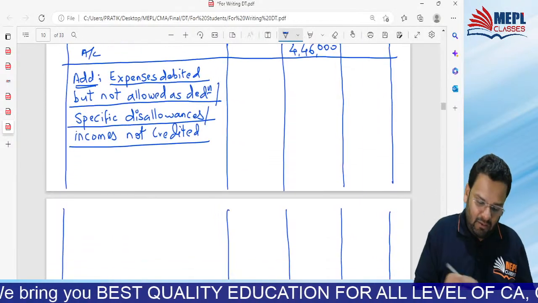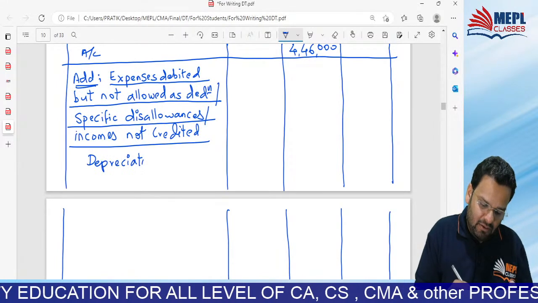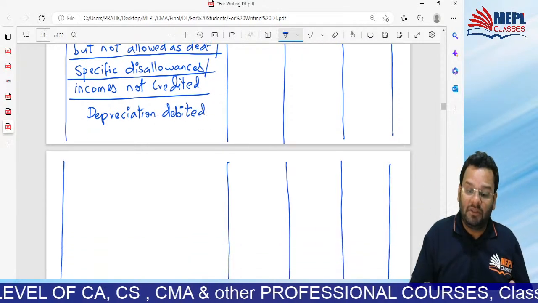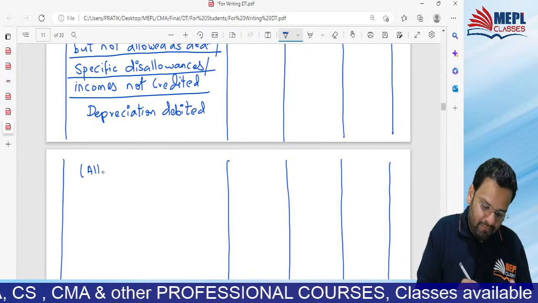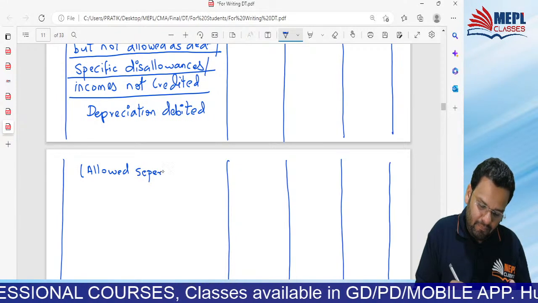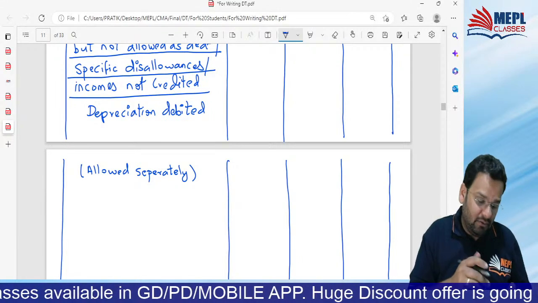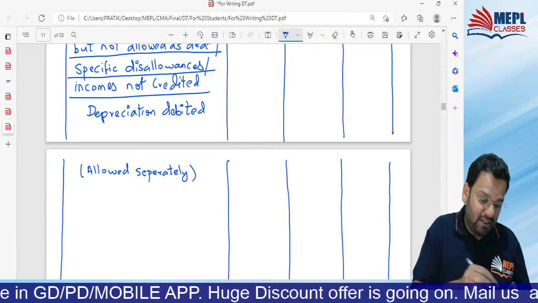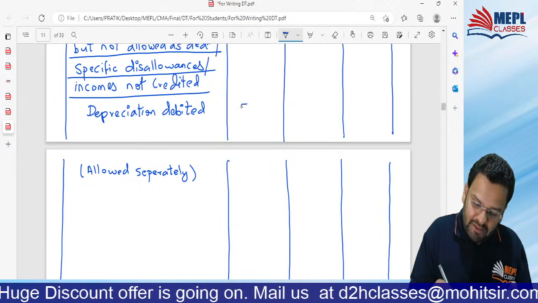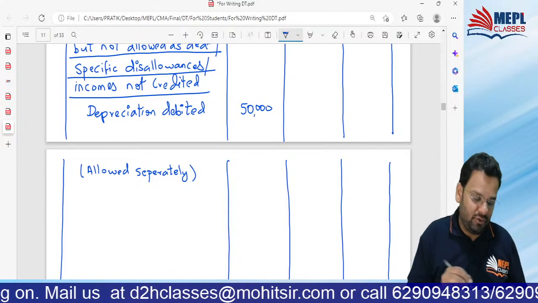You have to add back depreciation debited. Why do you have to add depreciation debited? You have to add it because it will be allowed separately as per the Income Tax Act. So you have to add the one which is debited. How much is debited? Debited is 50,000 rupees. So please add 50,000.